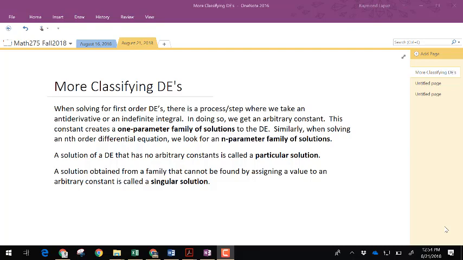Now, sometimes a solution that is not obtained from a family cannot be found by assigning a value to the parameter. And so that's called a singular solution.